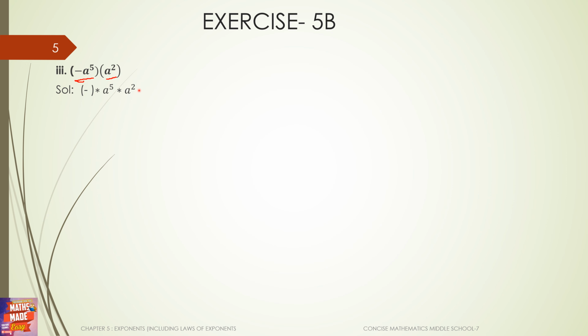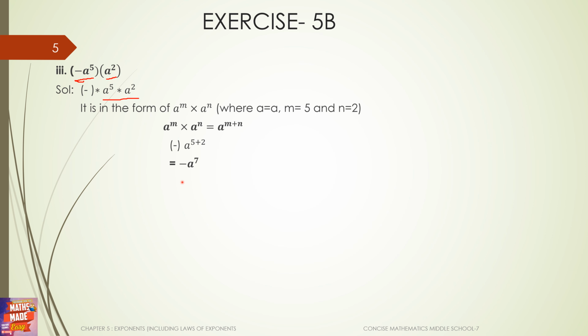I hope it's clear. Now, if you just have a look at this, it is in the form of a to the power of m into a to the power of n, where a is equal to a, m is equal to 5, and n is equal to 2. Now, we all know this is the formula. A to the power of m into a to the power of n is a to the power of m plus n. What is a over here? It is a to the power of 5 plus 2, and don't forget to place this minus over here, children. So it becomes minus a to the power of 7. 5 plus 2 is 7.